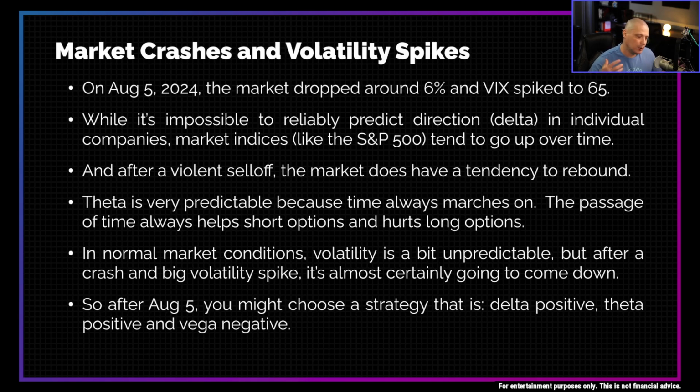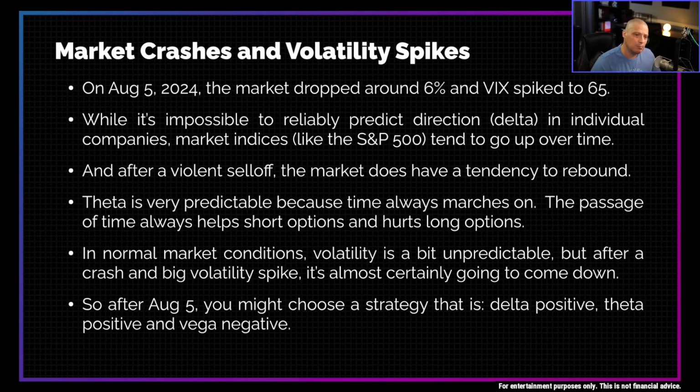So if you were putting on a trade after August 5th, what kind of delta trade should you be putting on? Should you be putting on delta positive trades where you want the market to go up, or delta negative trades where you want the market to go down? Well, after a violent sell-off, obviously the correct trade is to put on a bullish strategy trade. So you want to put on delta positive trades. They make the most sense in this situation.